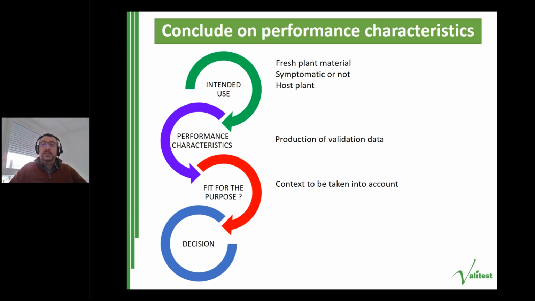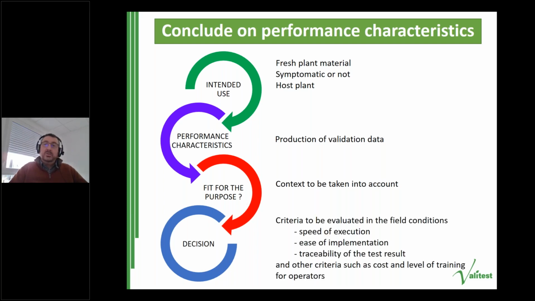In this case, the context of the disease has to be taken into account. The final decision should consider new criteria to be evaluated in the field condition, and this is very specific for on-site tests. For example, the speed of execution, the ease of implementation, the traceability of the test results, and some other criteria such as cost and level of training for operators, which should be taken into account for this decision.